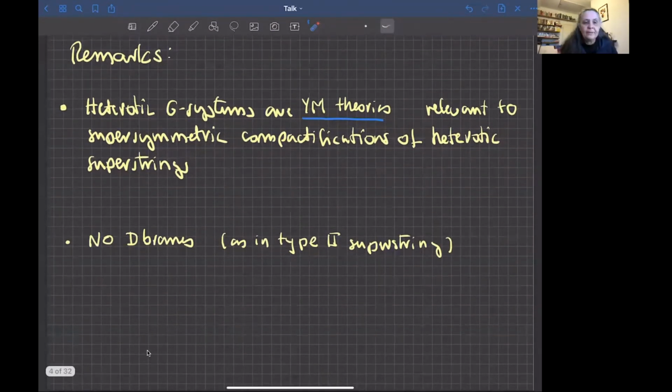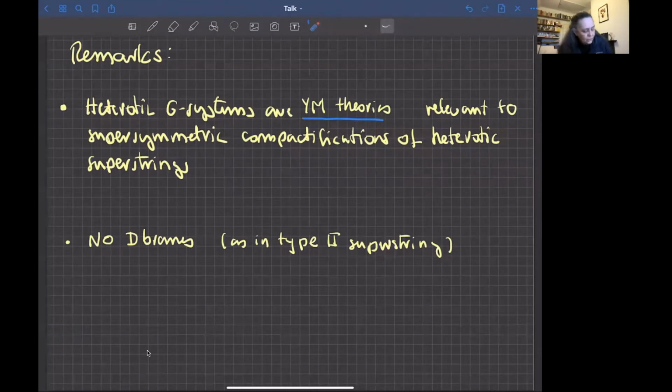A couple of remarks, right? Heterotic G systems are Yang-Mills theories, as I said, and they are relevant to supersymmetric compactifications of heterotic superstrings. I'm using G system here because today we're talking about the SU3 systems, pertaining to compactifications on 6-dimensional manifolds. But one can compactify on a 7-dimensional manifold, and it will be a G2 system, or on an 8-dimensional manifold, and you will have a Spin(7) system, and so on.